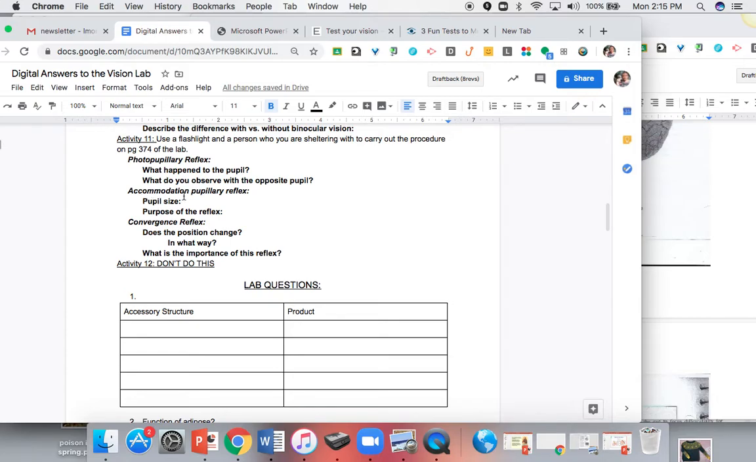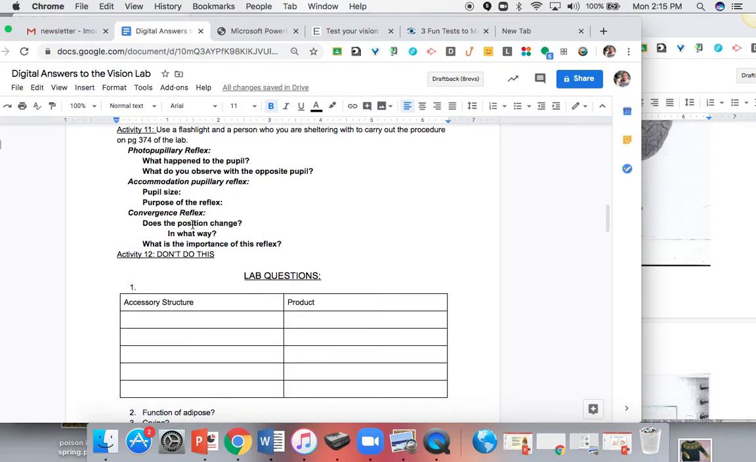And then you're going to do an accommodation exercise. If you did this with brain and body, or at least if you did it with brain and body in my class, you did it with reading, and they actually really find your accommodation point. But go ahead and do that. And then the convergence reflex, you're going to go ahead and follow the directions in your lab.